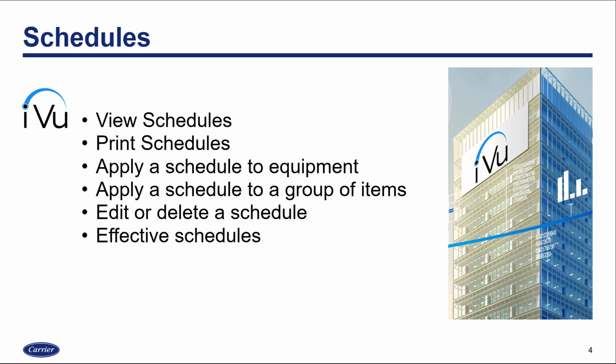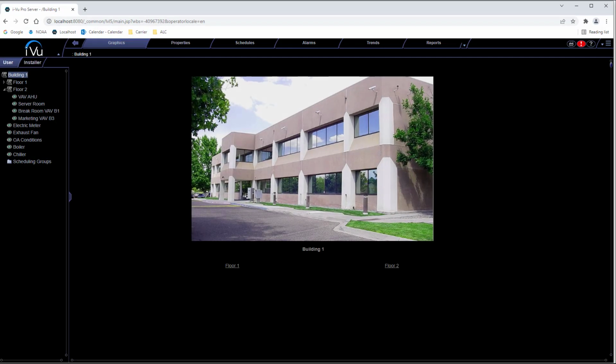This segment of the iView video training series is going to focus on schedules. Through this, we'll be able to view and print schedules, apply a schedule to an individual piece of equipment, apply a schedule to a group of items, edit or delete a schedule, and review effective schedules to make sure we accomplished our scheduling goals. We'll bring in the iView interface.